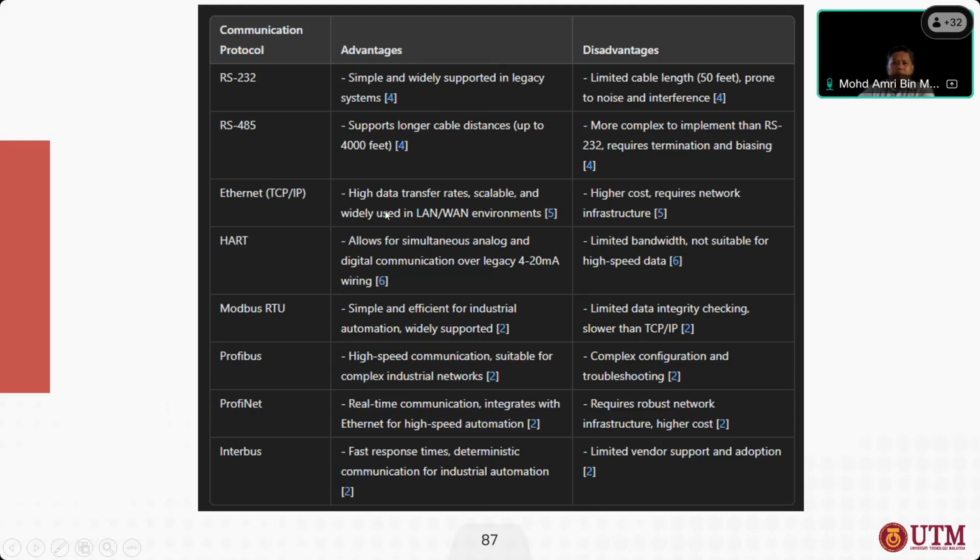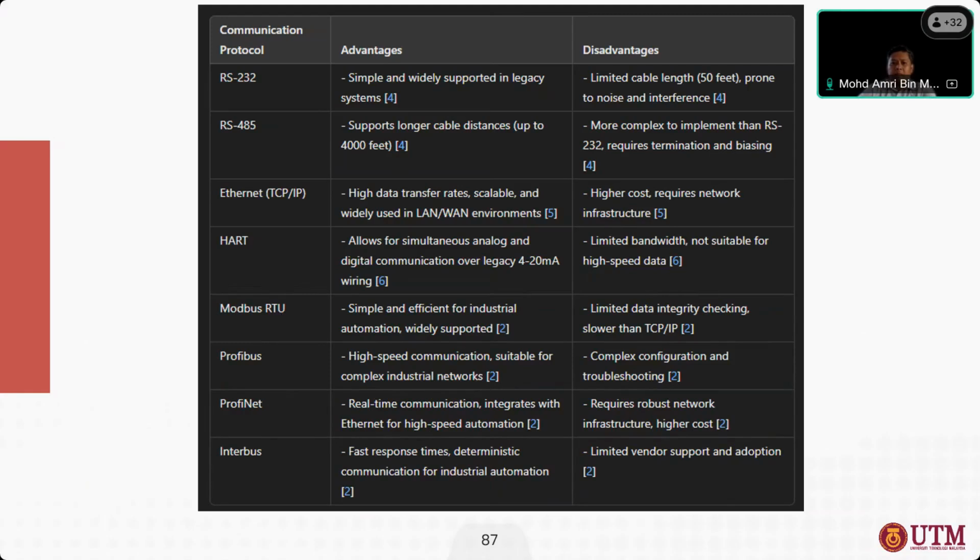And for Ethernet, it has a high data transfer rate and is widely used in LAN and WAN environments. But the disadvantages are higher cost and the requirement for network infrastructure. And for the rest, like HART, Modbus, Profibus, Profinet, and Interbus, I already shared their advantages and disadvantages.